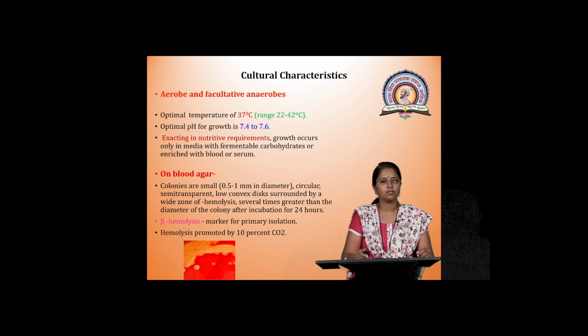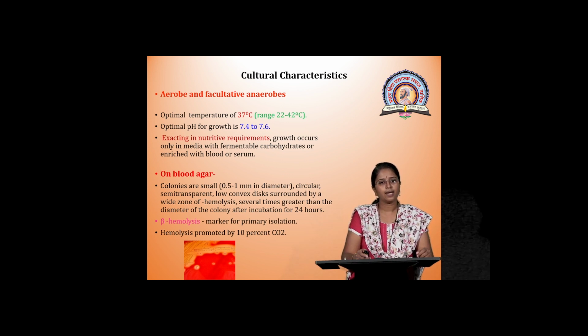Cultural characteristics of Streptococcus pyogenes. The first thing: it is an aerobe and facultative anaerobe. The optimum temperature for growth of Streptococcus pyogenes is 37 degrees centigrade. It can grow in the range from 22 to 42 degrees centigrade. The optimum pH for growth is 7.4 to 7.6.